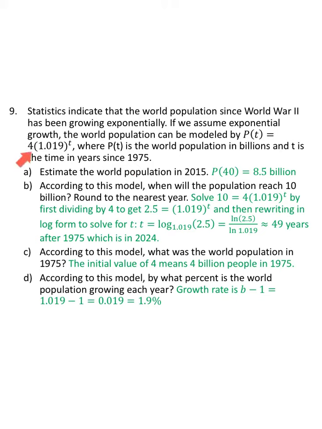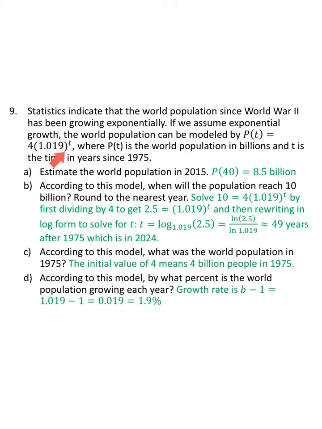And I'm going to put that in my calculator: 4 times parentheses 1.019 close parentheses to the power of 40. And then I'm going to estimate that. I'm going to round it to 8.5 billion people. We weren't quite there. We're still, I think, only in the 7 billions. But things happened between 1975 and now that have slowed the effects of population growth.